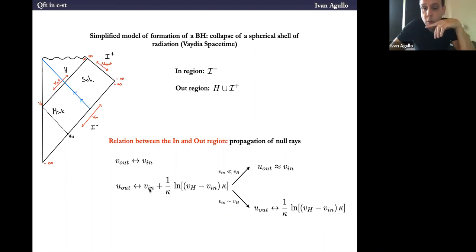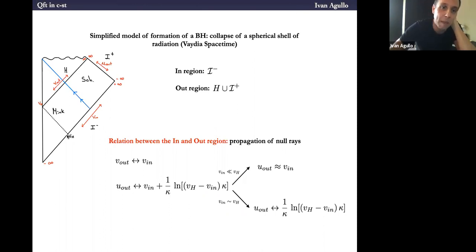And here we can do two limits. One is when the departing point is in the remote past, very close to minus infinity. In that case, when V in goes to minus infinity, this term dominates over the log because the first term grows faster than the log. So at early V in, the relation is U out similar to V in. That means that if you emit a photon here, it goes here and arrives here, and there is no blue shifting or red shifting, the time labels are linearly related. So the photon arrives with no change.